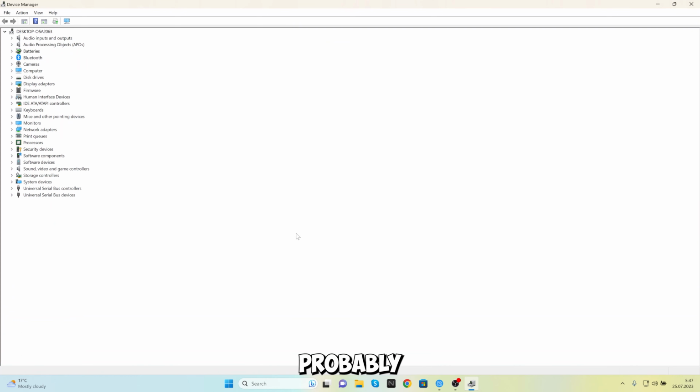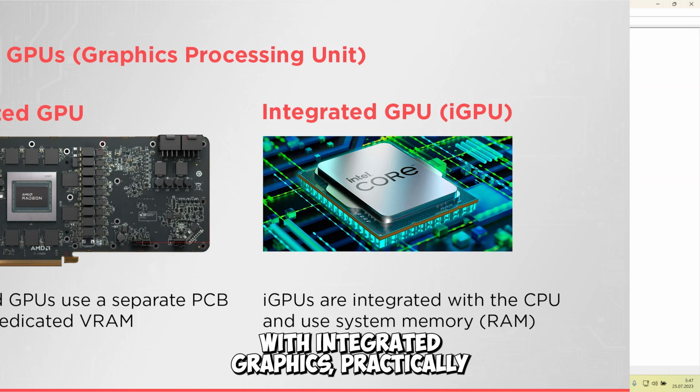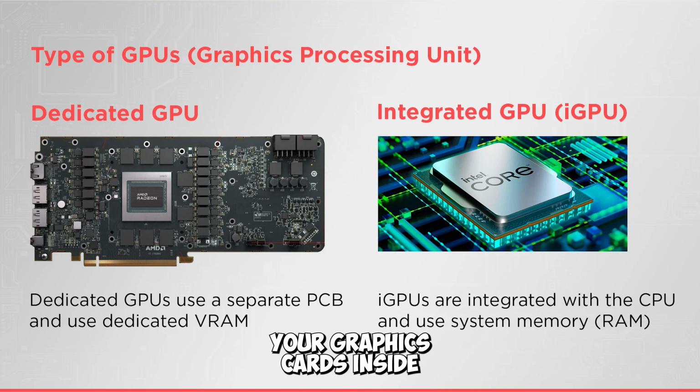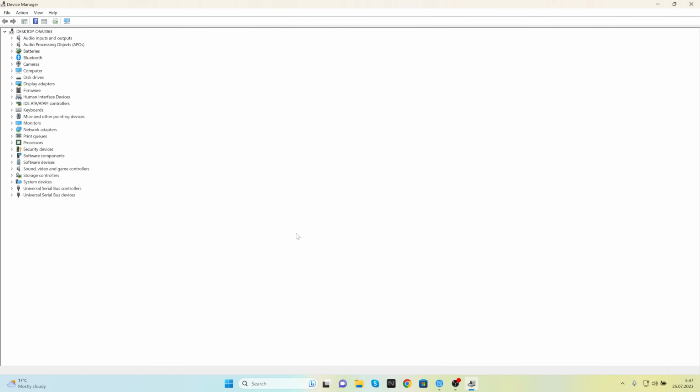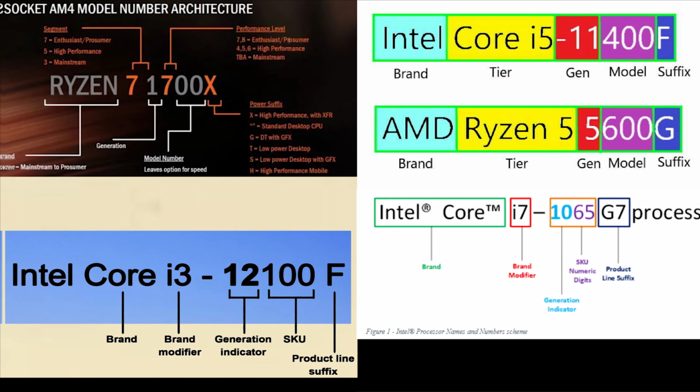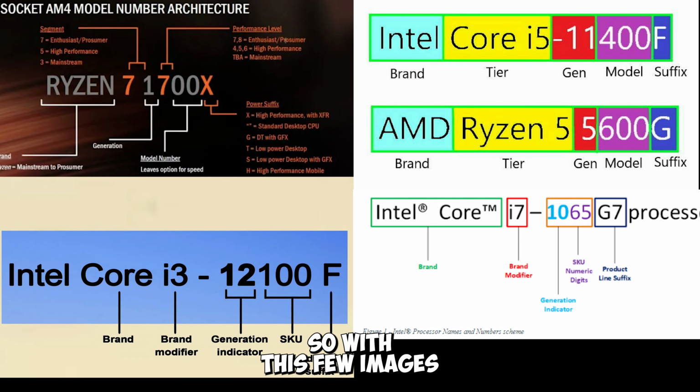Most probably, if you are watching this video, I am pretty sure you are a user with integrated graphics. Practically your graphics card is inside your CPU. For this case you have to click on processors. As you can see, I have a Core i7 10750H. With these few images, you will understand what your brand, tier, generation and model are, and what the letter stands for in your CPU.